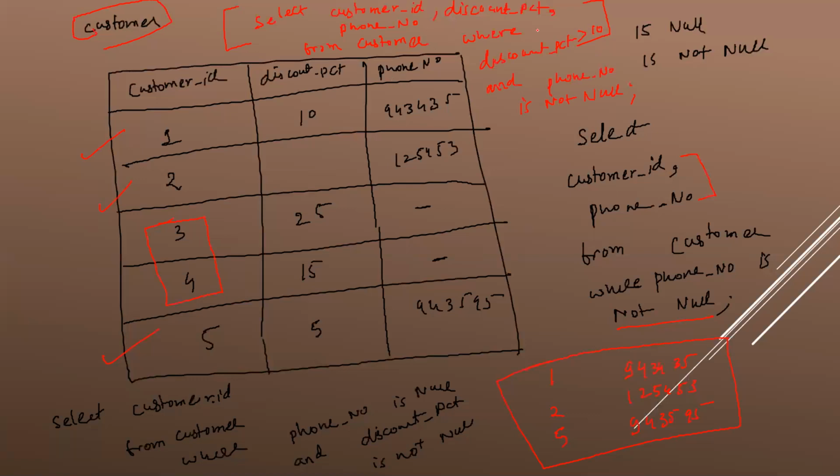First of all, we need to find out where the discount percentage is greater than 10. It is greater than 10 in these two cases, right? Number 5, but phone number is null, so there will be no output. Correct, not 0, there will be no output, no results. Yeah, 0 records.